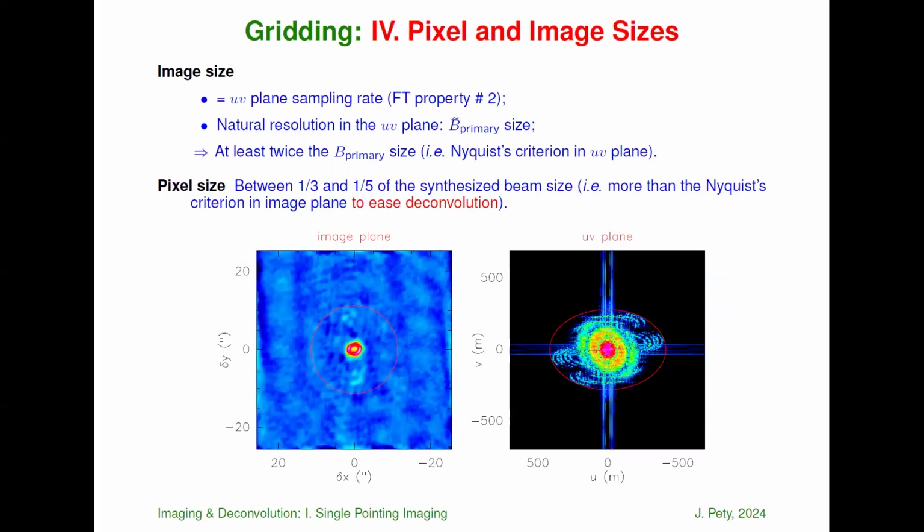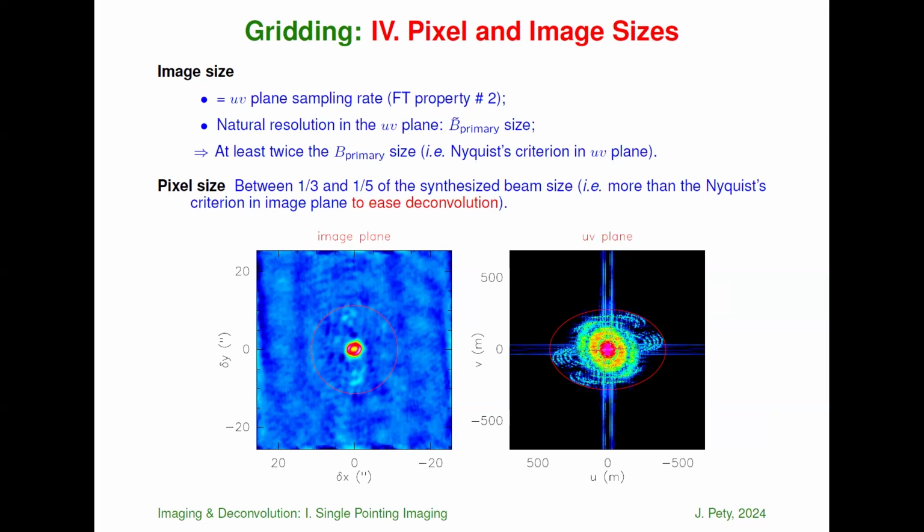But how large? Okay, so the question is how big your image should be. So this is the image plane and the UV plane, and remember that the largest scale in the image plane is the pixel size in the UV plane, and the pixel size in the image plane is the largest measured UV distance in the UV plane. Okay?